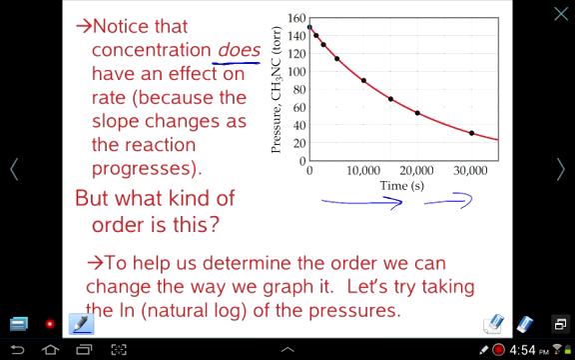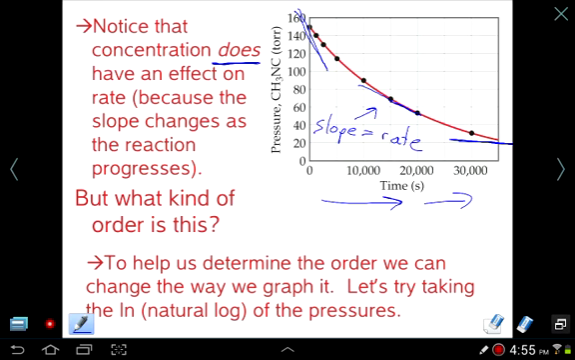And the slope of the line changes throughout. So you begin with a steep slope, and then the slope decreases. Eventually the slope will flatten out. And because the slope changes, remember, slope gives you the rate of the reaction throughout the reaction. So because the slope changes, the rate changes, which means the concentration affects the rate. This is the whole point. Concentration does affect the rate.